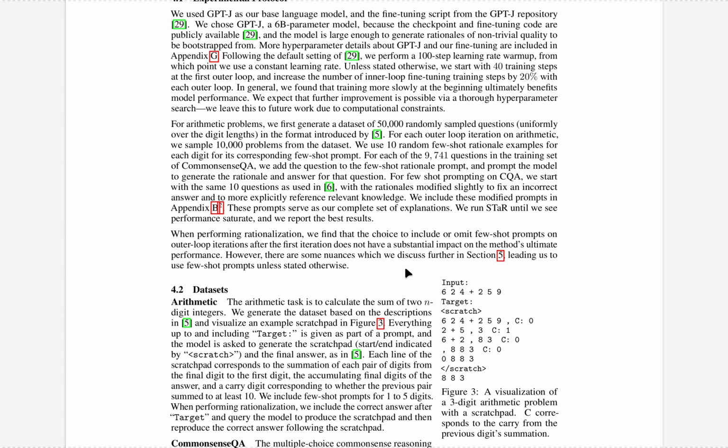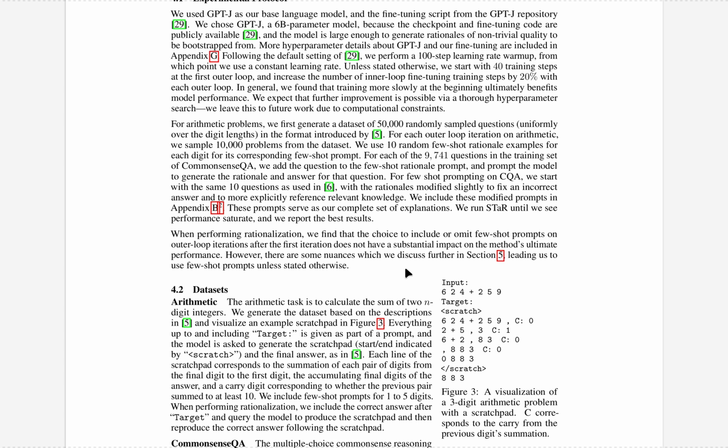we add the question to the few-shot rationale prompt and prompt the model to generate a rationale and answer for that question. For few-shot prompting on CQA, we start with the same 10 questions used in 6, with the rationales modified slightly to fix an incorrect answer and to more explicitly reference relevant knowledge. We include these modified prompts in Appendix B.2. These prompts serve as our complete set of explanations.